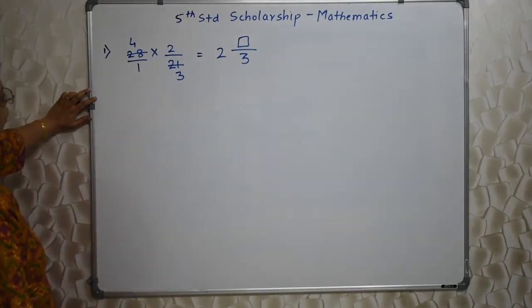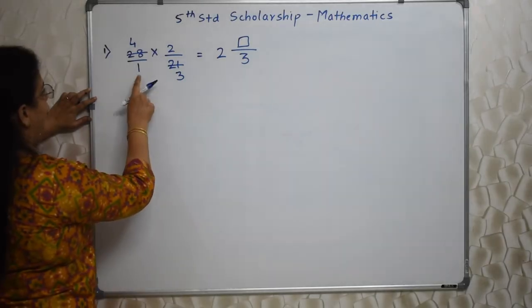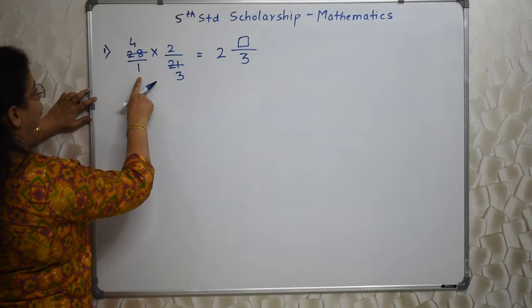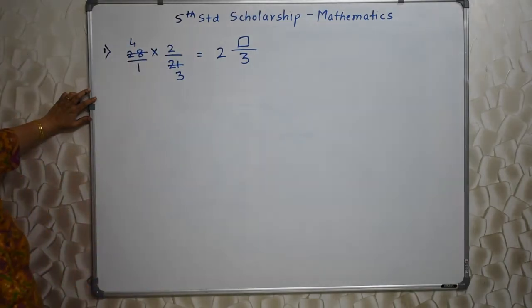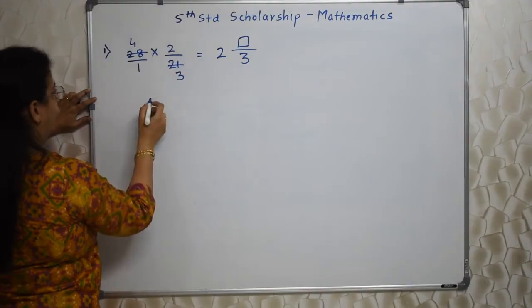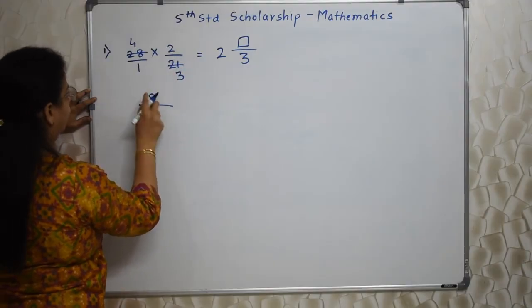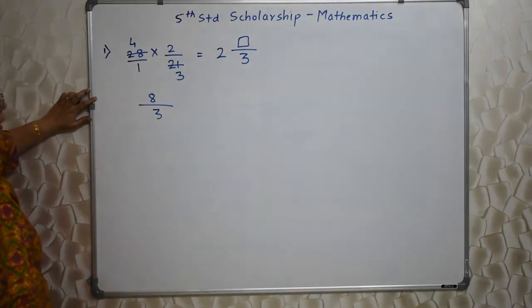Now no more division is possible, because 3 is here and 1 is here. There are no numbers in the numerator which are multiples of 3. So no division is possible anymore. So 4 into 2, 8 will come in the numerator. 1 into 3, 3 will be here in the denominator.